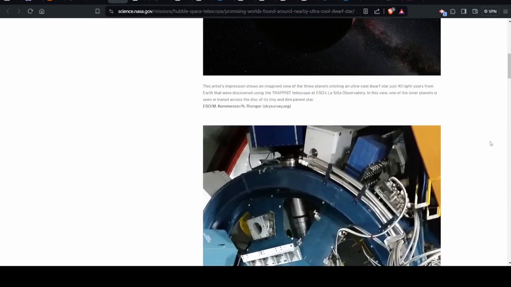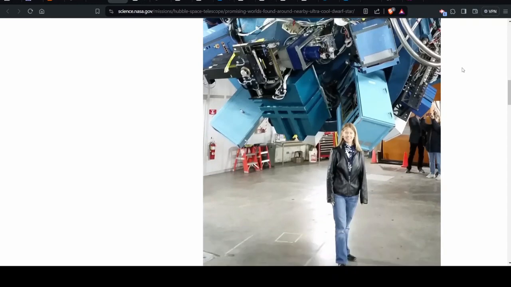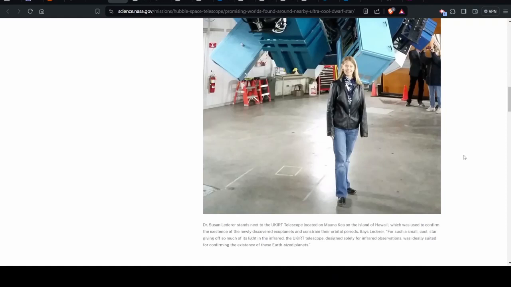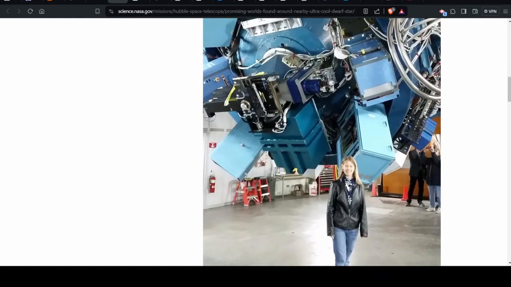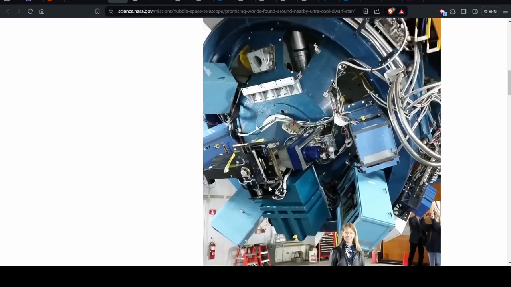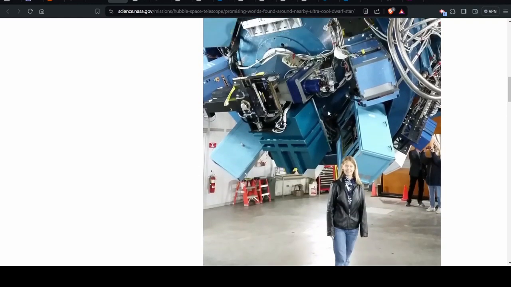What I wanted to show you here was the telescope that they used, which is this monster here. And here is a lady standing next to it. So this is Dr. Susan Lederer next to the Euclid telescope in Mauna Kea on the island of Hawaii. So this is what they used to find that TRAPPIST star system. I mean, look at this thing, it is gigantic. And these are all just mirrors and light detectors and collectors. And I think this little piece right here, if you can kind of see with my cursor, I'm kind of circling it here.